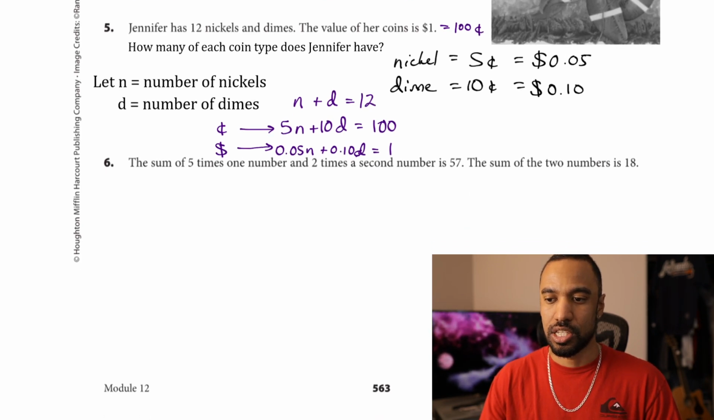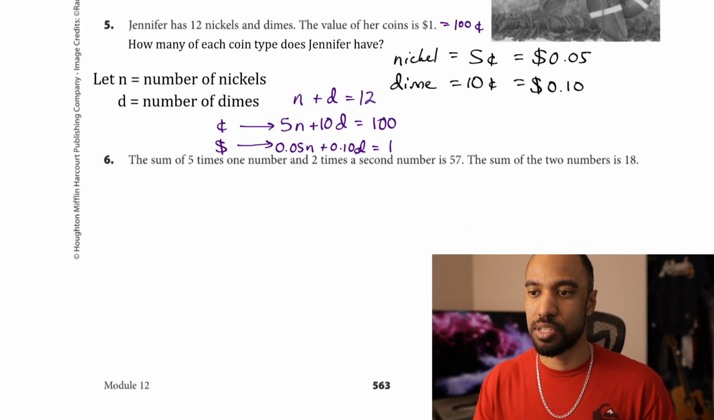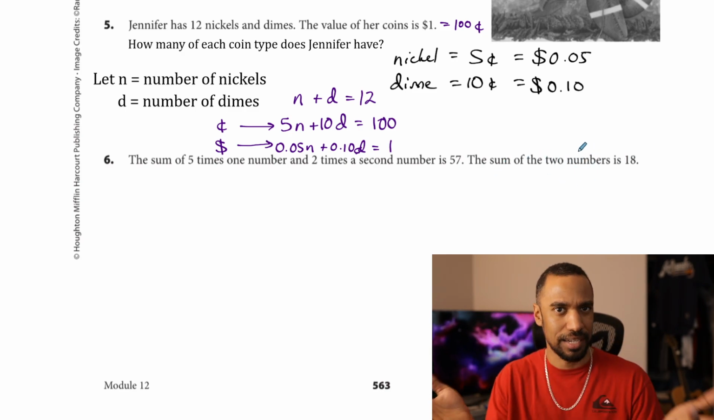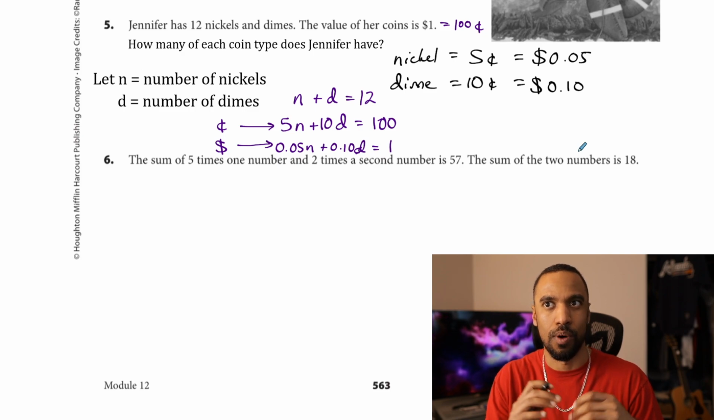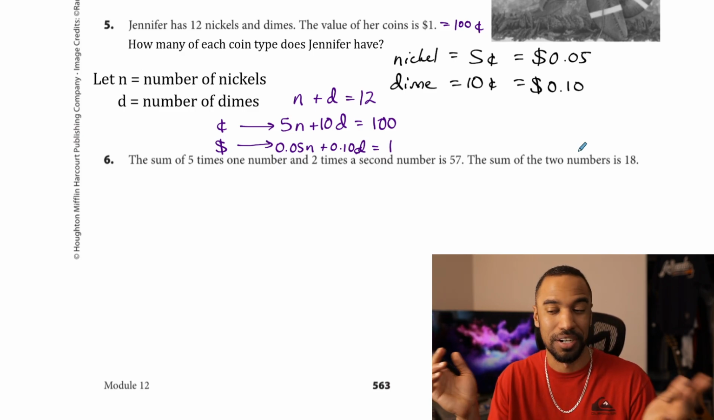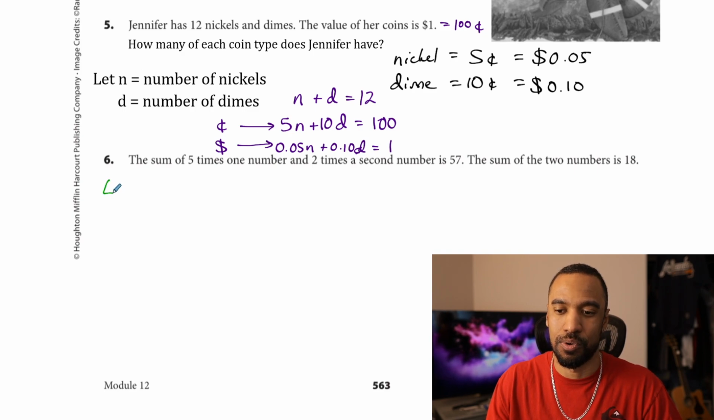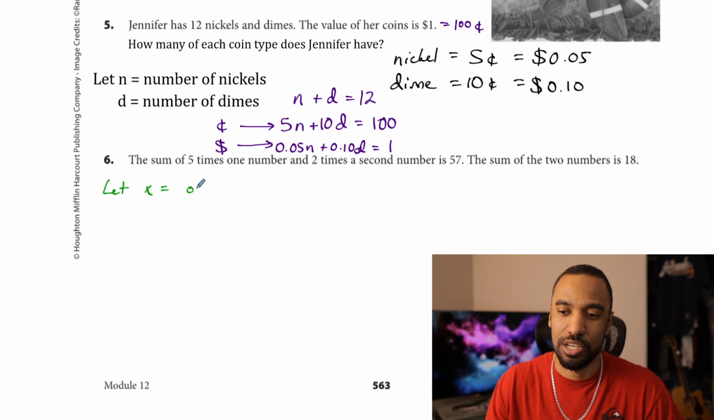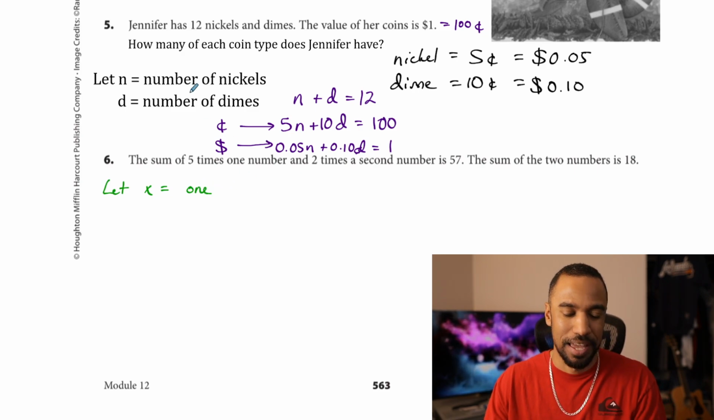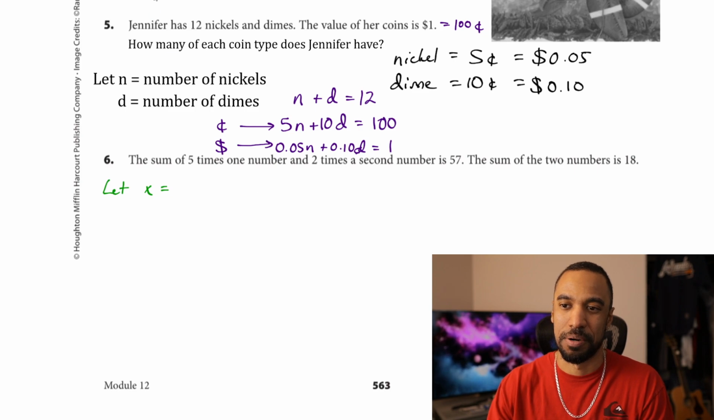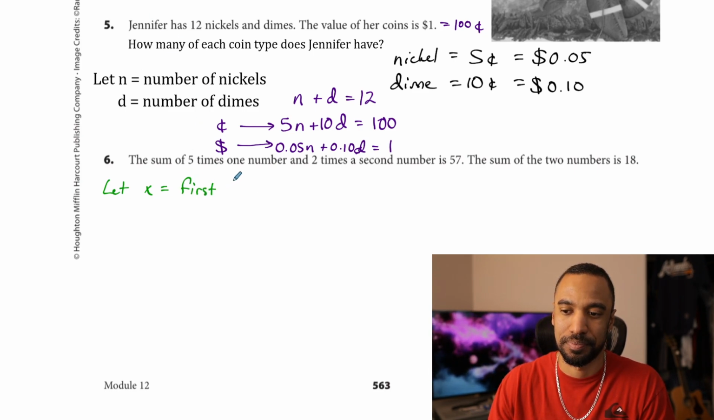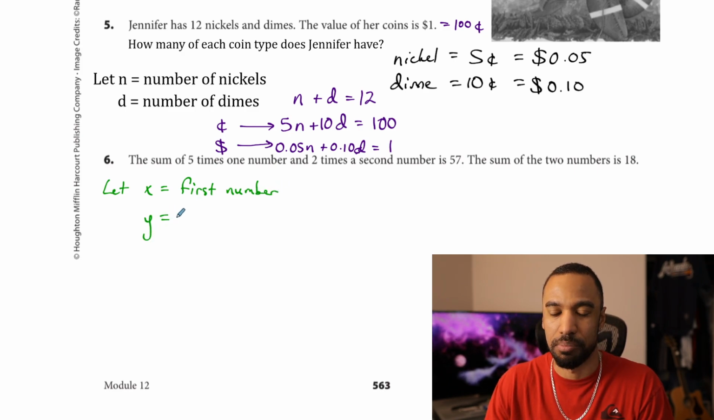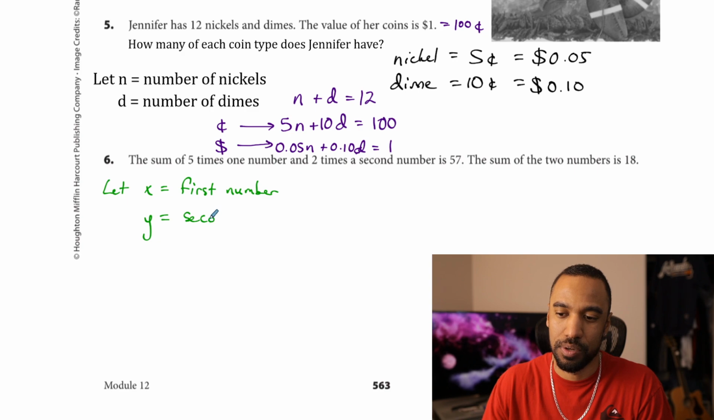Okay, number 6. The sum of 5 times one number and 2 times a second number is 57. The sum of the 2 numbers is 18. Okay, this isn't really a context-based thing anymore. This is like one number and the other number. We need to know what the 2 numbers are. So let's let x equal, I'm just going to handwrite these from now on. I think the typing was more hurtful than helpful. Let x equal the first number, just so we know which one we're referring to when we write them. We don't accidentally switch them up during mid-equation. And y equals the second number.